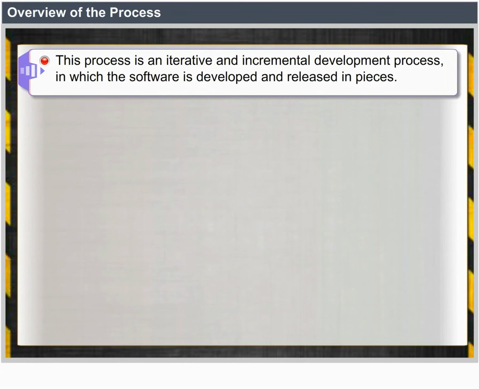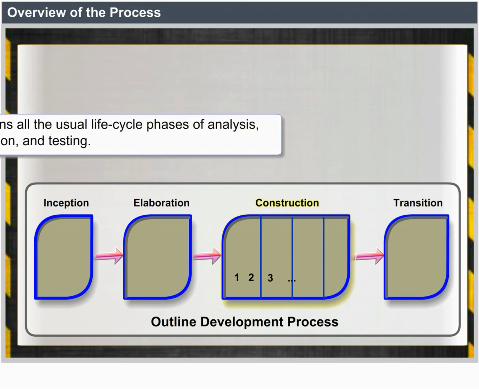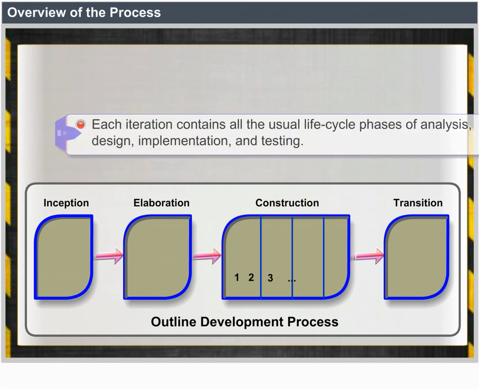This process is an iterative and incremental development process in which the software is developed and released in pieces. The construction phase consists of many iterations in which each iteration builds production quality software, tested and integrated, that satisfies a subset of the requirements of the project. Each iteration contains all the usual life cycle phases of analysis, design, implementation, and testing.